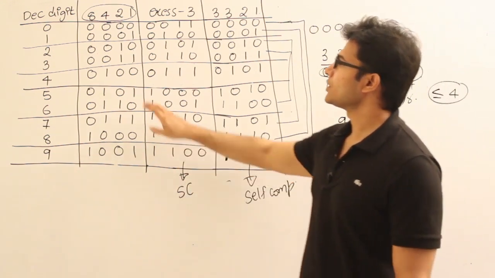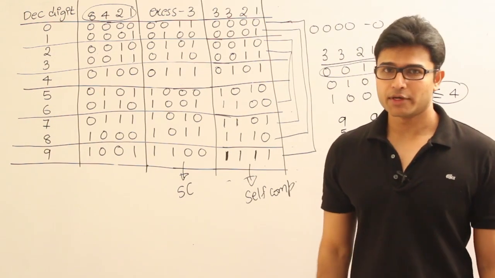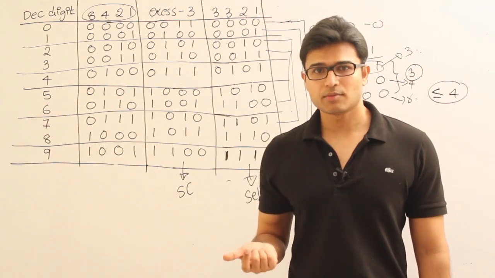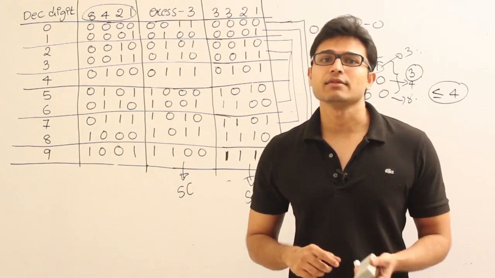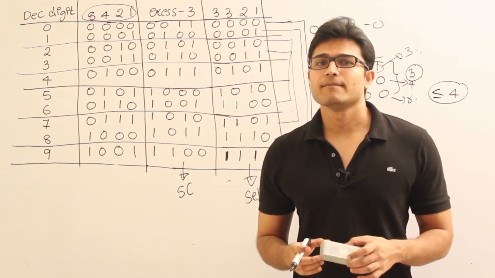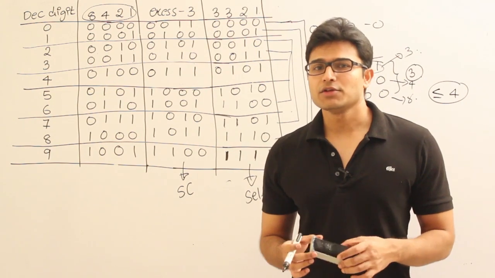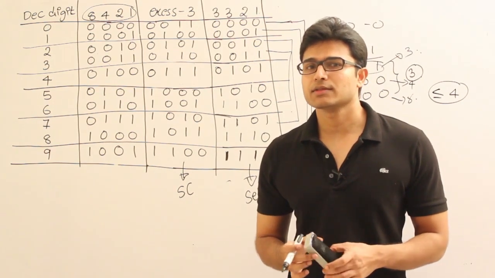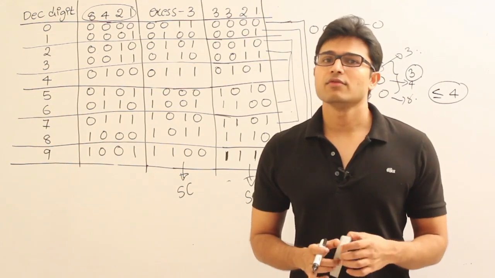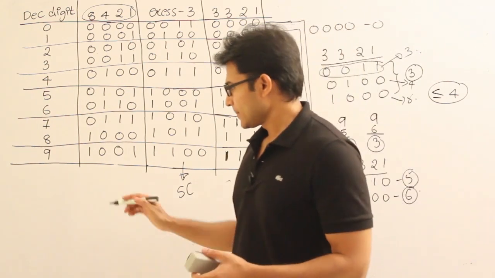Now just check 8421. Right away you can say that it is not self-complementing, because I told you that the necessary condition for any code to be self-complementing is that the sum of its weights has to be 9. Do you agree with me, or do you have any doubt there? Why should a self-complementing code always have the sum of the weights as 9? The reason is simple. See this.